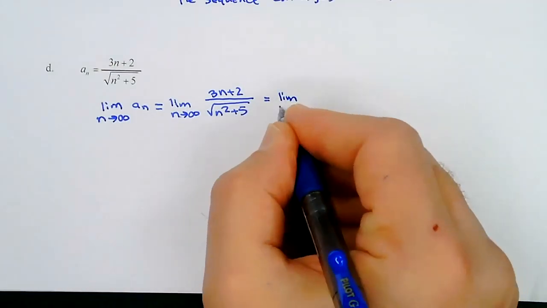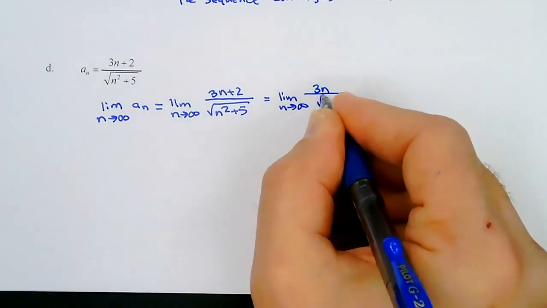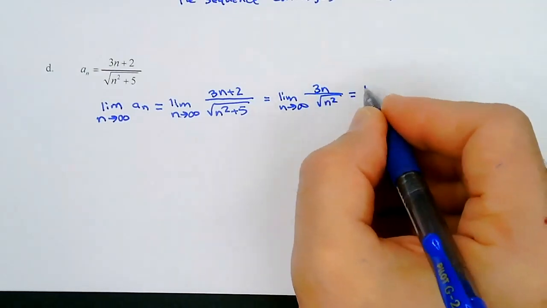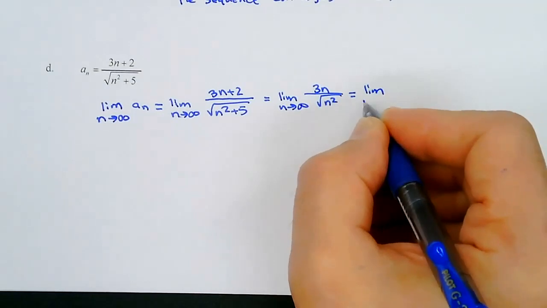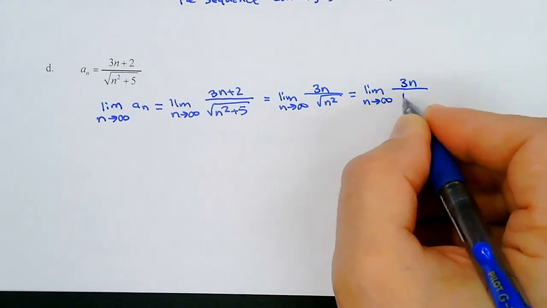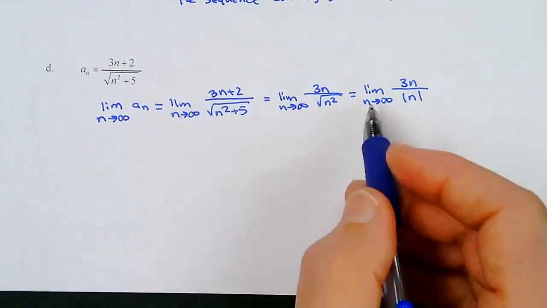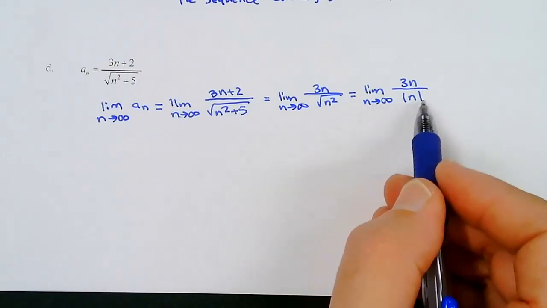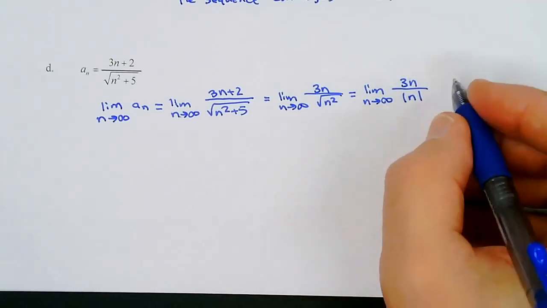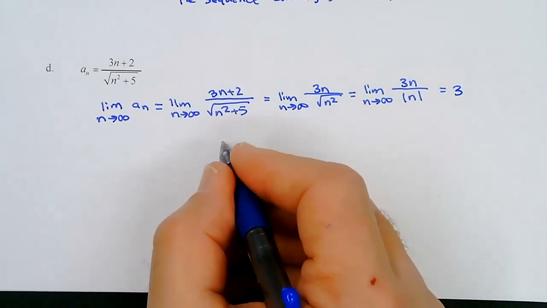So this would be the limit as n approaches infinity of 3n over the square root of n squared. And the square root of n squared is actually the absolute value of n. So that'd be the limit as n approaches infinity of 3n over the absolute value of n. But n is positive, right? Because n's going to infinity, so n's going to be positive, so we really don't need the absolute value. Then the n's cancel here, and this winds up being 3. So we'd say the sequence converges to 3.